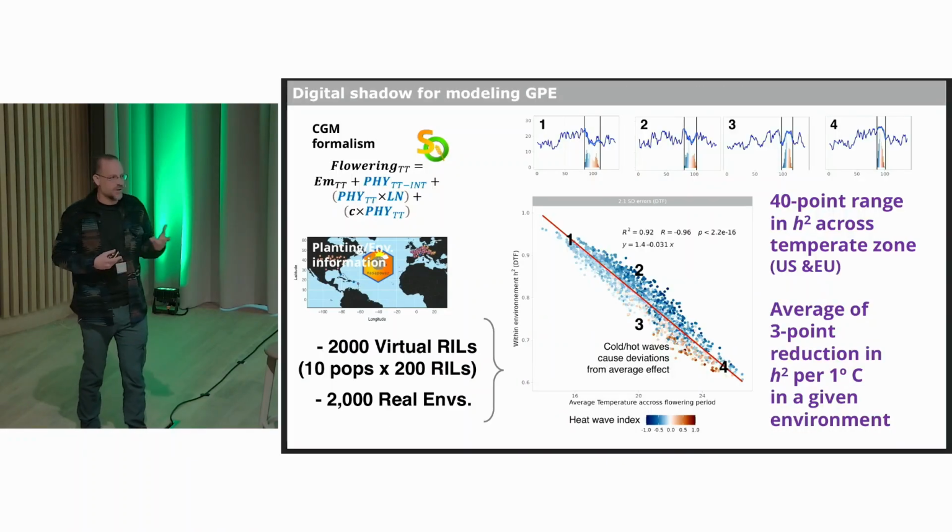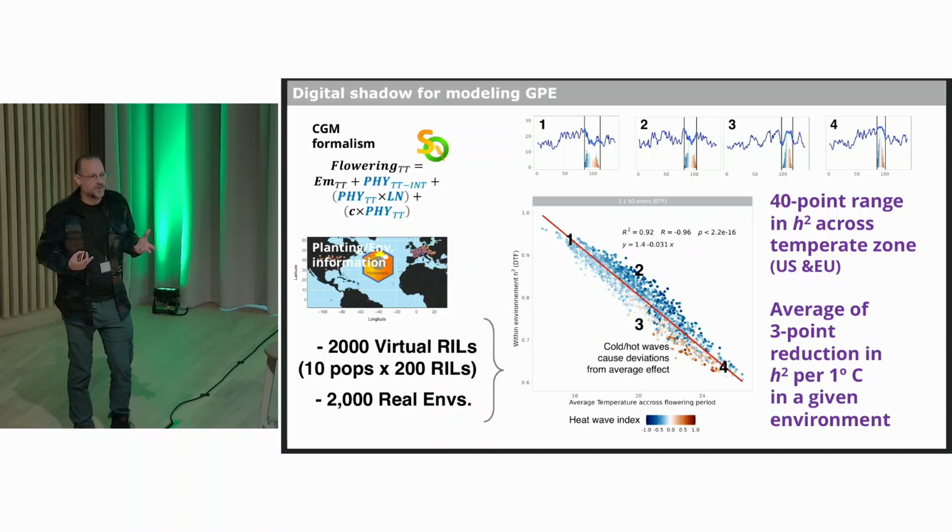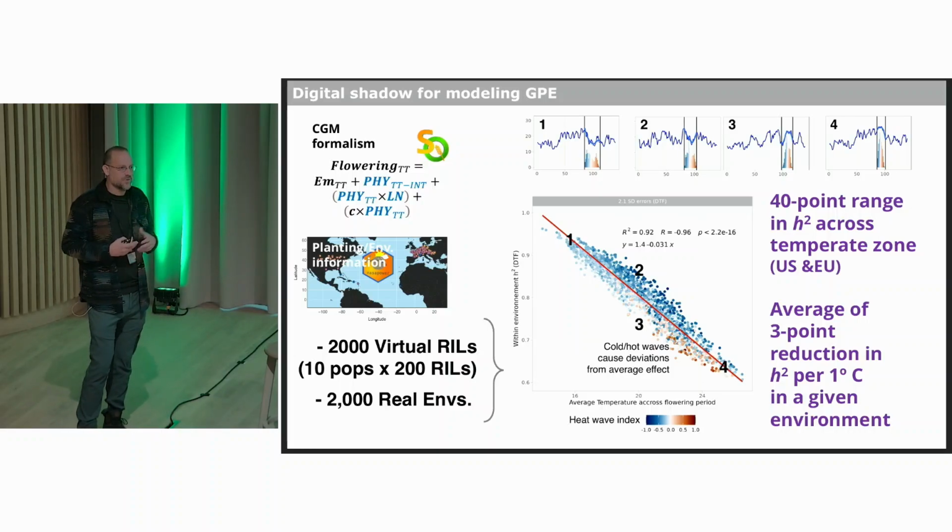So now, we scaled up the number of crosses. We made 10 crosses, 200 RILs each. So we have 2,000 virtual RILs and 2,000 real environments. And then what Arnaud looked at was the average temperature of each environment in that flowering window, and related that to the within-environment heritability of these 2,000 RILs. And what you can see is as we go from cool temperatures to warm temperatures, the heritability undergoes a substantial drop. And that's because of this compression of the variability.